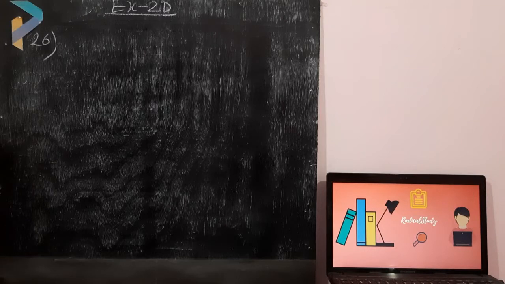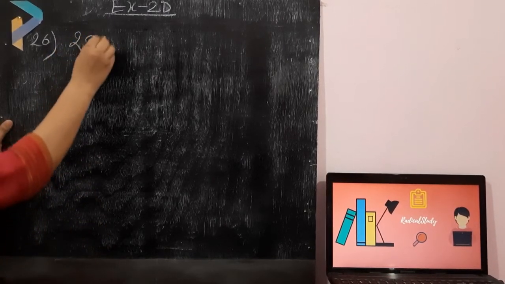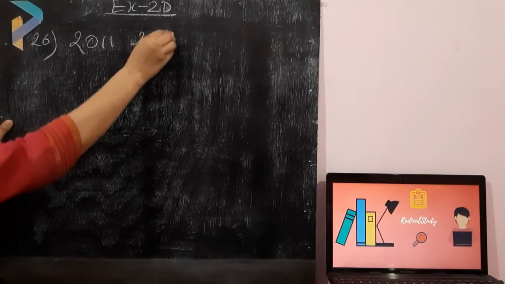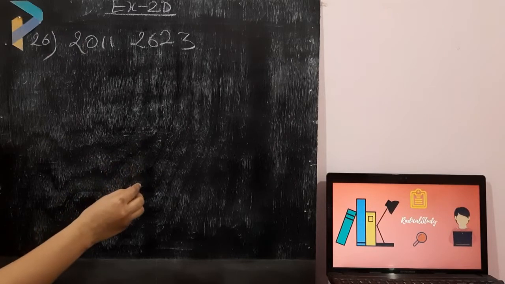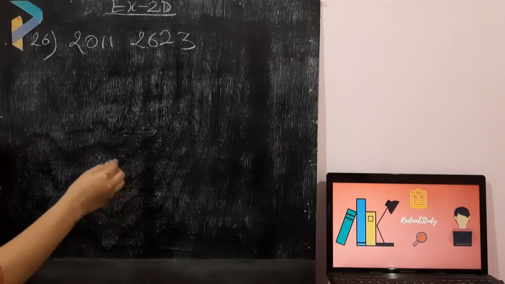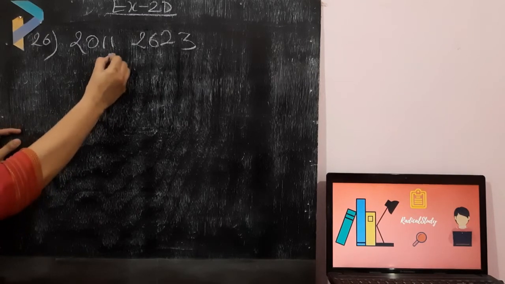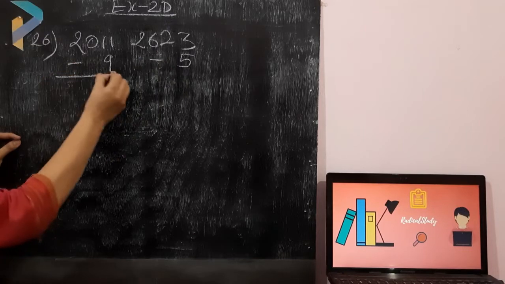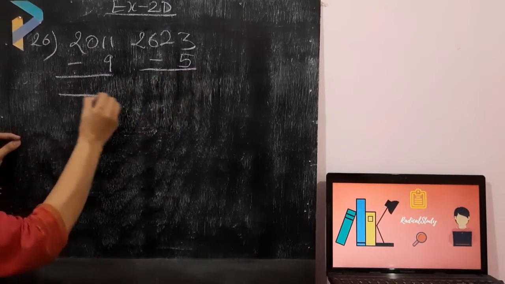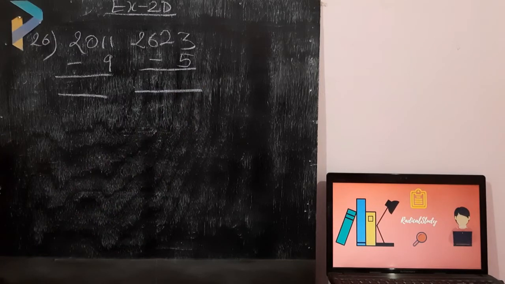Okay students, अब हमें एक बड़ा नंबर बताना है जो 2011 और 2623 को डिवाइड कर दे, leaving remainders 9 and 5 in each case. 9 and 5 मीन्स पहले केस में 9 रिमाइंडर होगा, in the second case the remainder will be 5. So the first thing which we have to do is हमें पहले से ही इस रिमाइंडर को इससे subtract कर लेना है in order to find out the HCF.